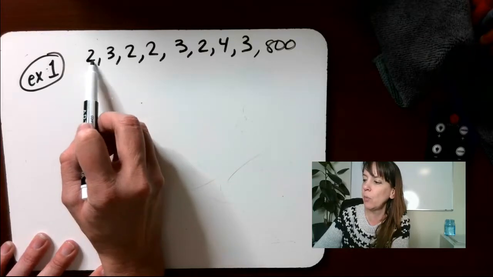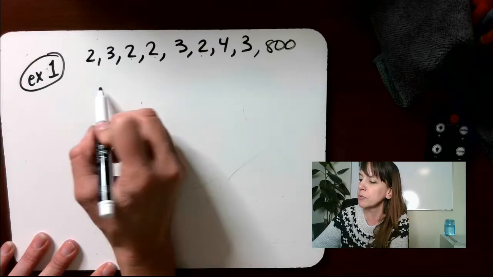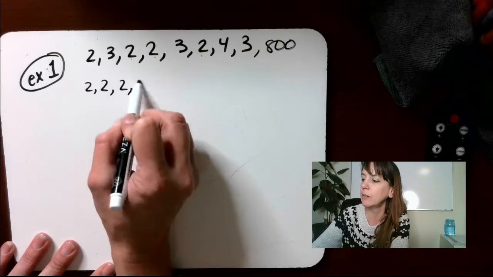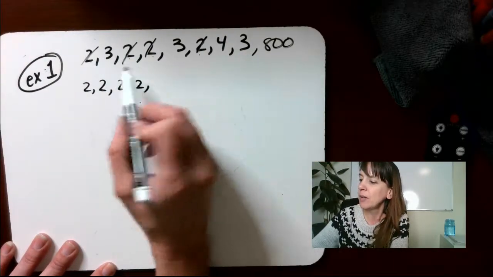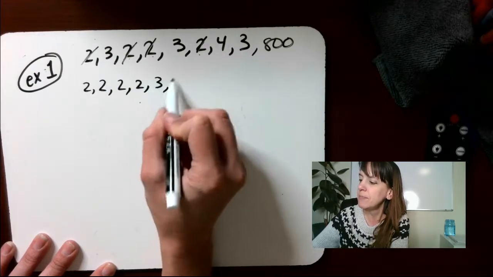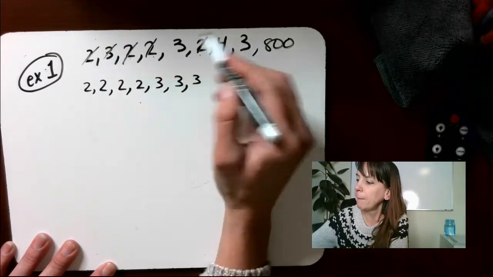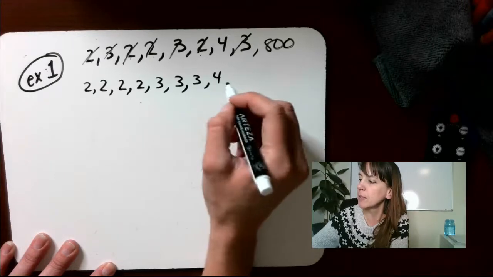So we have 4 twos. Then we have 3 threes. Bam, bam, bam. And then we get a 4. Then we get that stupid 800.